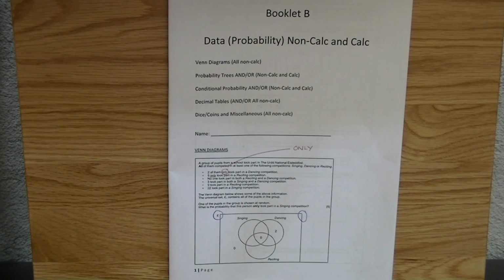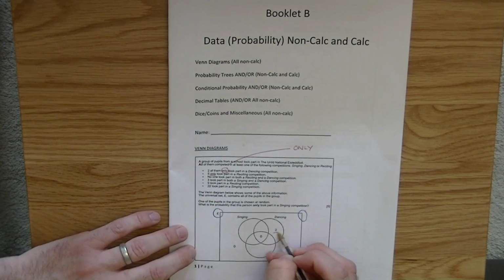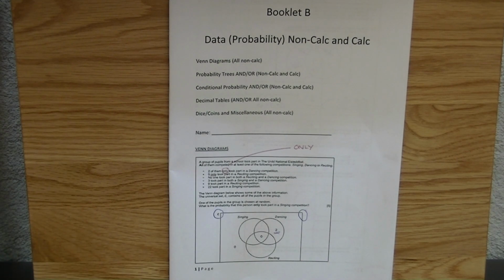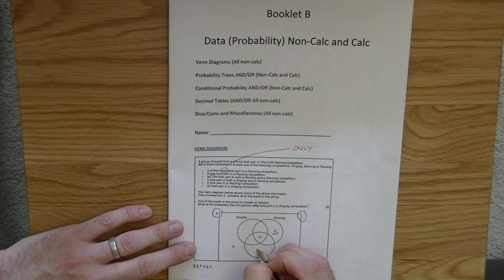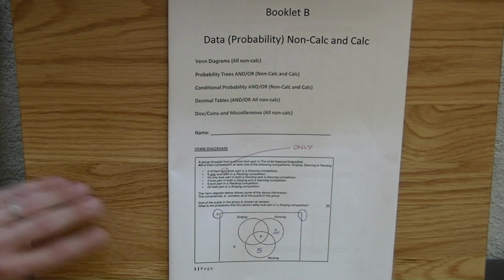Now the glory, the beauty of this one is the 0 in the middle. Okay, that probably means we're going to be able to place a lot more numbers on. If there was a number in the middle there, not 0, we'd have a lot more to think about. So let's start. 2 of them only took part in a dancing competition. Okay, we can see them. The word only, we can put them straight on. 5 only took part in a reciting competition. Okay, if they were only in reciting, they can go in there.